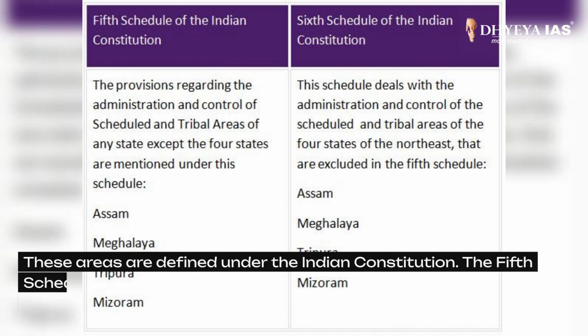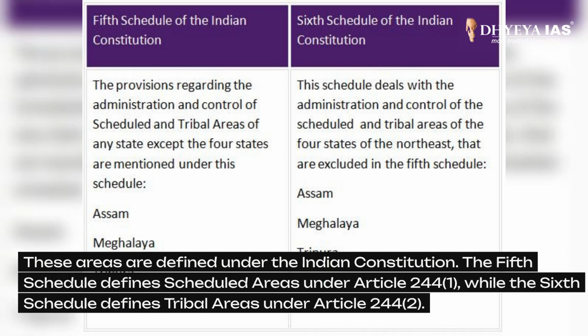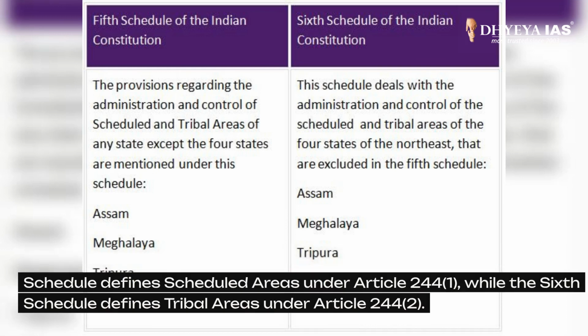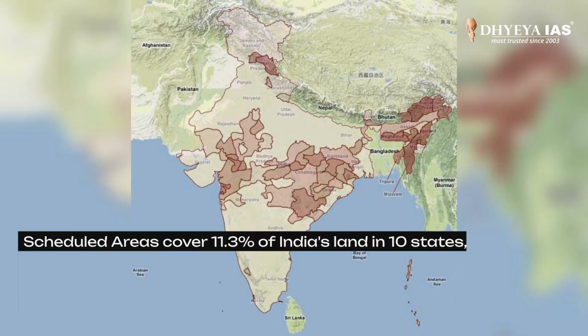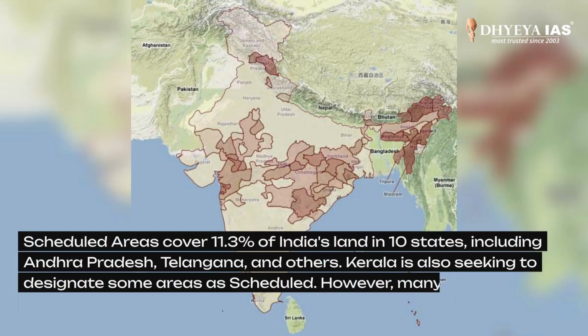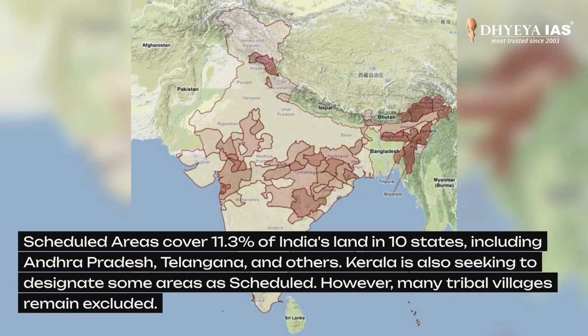These areas are defined under the Constitution. The 5th schedule defines scheduled areas under Article 244 Clause 1, while the 6th schedule defines tribal areas under Article 244 Clause 2. Scheduled areas cover 11.3% of India's land in 10 states including Andhra Pradesh, Telangana among others. Kerala is also seeking to designate some of its area as scheduled.